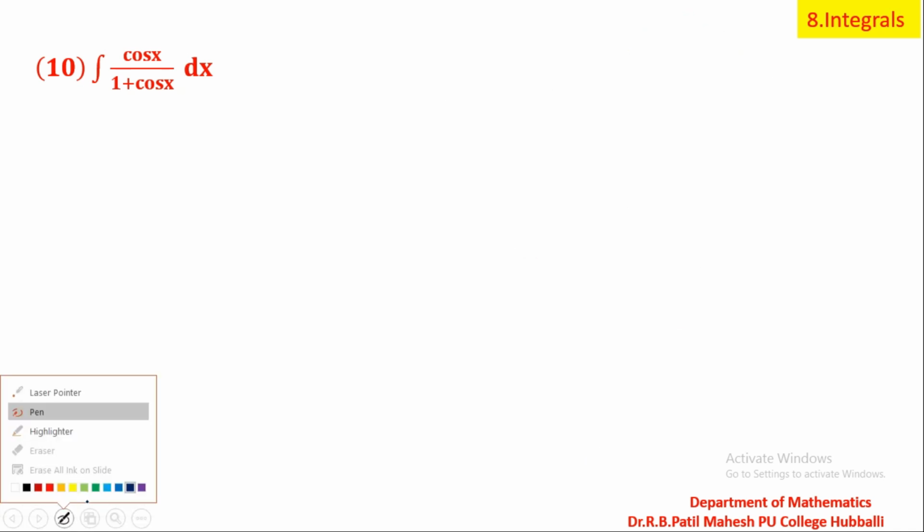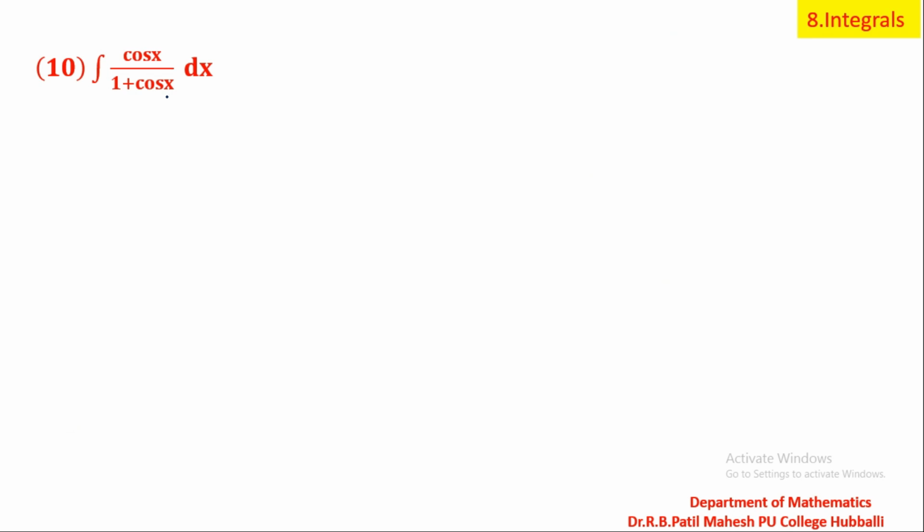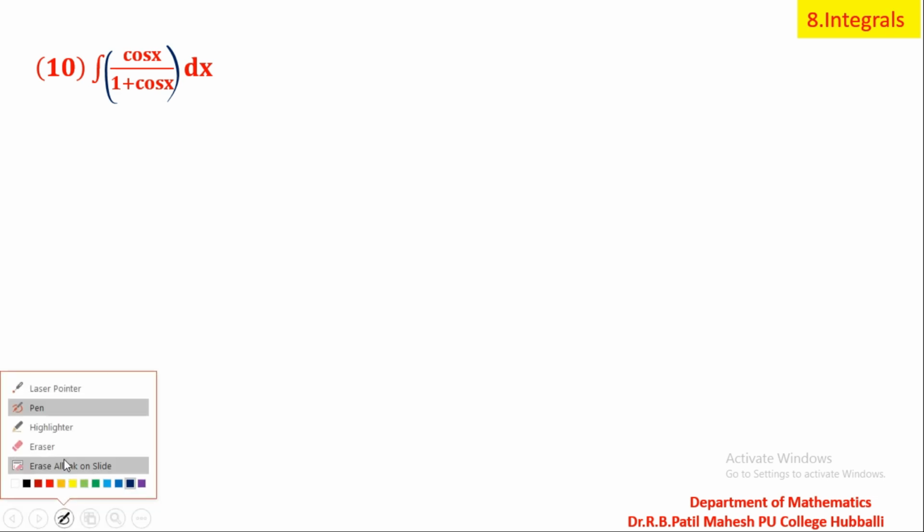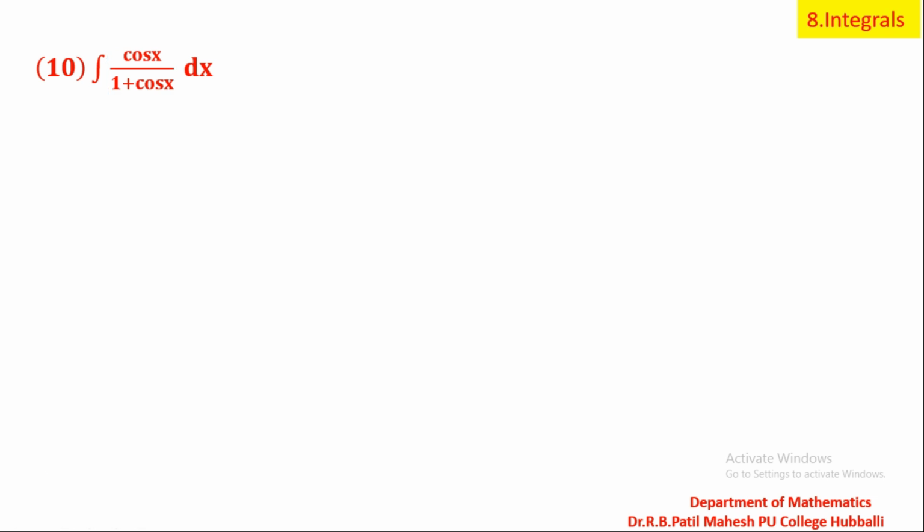This is by the substitution method, integration by substitution. When you see this question, is it by the substitution method? If you consider t equal to 1 plus cos x, is the derivative of this function there in the integrand? No. So try to understand the difference between problems by substitution and by trigonometric identities formula. Is this by substitution or trigonometric? This is by trigonometry, not by substitution. So let us have the solution of this one.